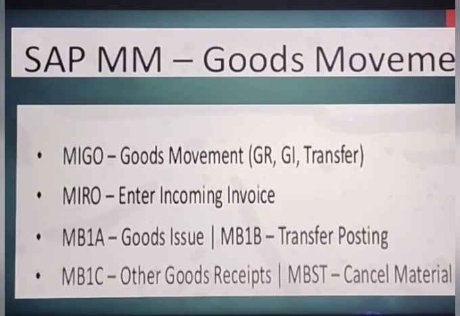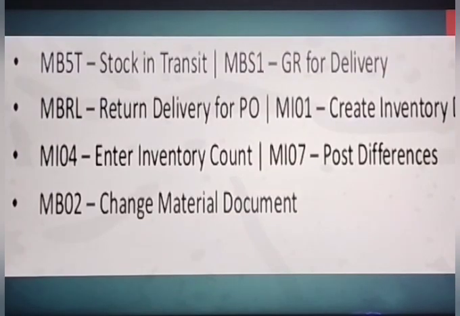Coming to the ECC version, the T code to issue the goods is MB1A, to transfer posting from one plant to another is MB1B, and to do the other goods receipt is MB1C, and to cancel the material document is MBST. Moving on to the next one, to see the stock in transit that is MB5T, to do the GR for delivery that is MBS1N, and if you want to see how many returnable deliveries there were for a particular PO that is MBRL.